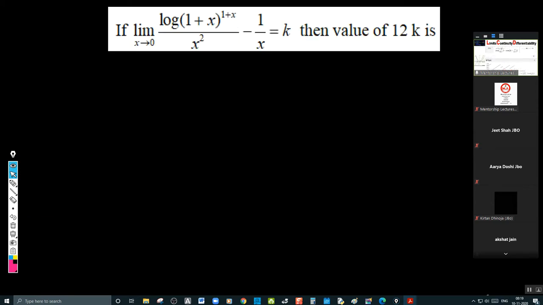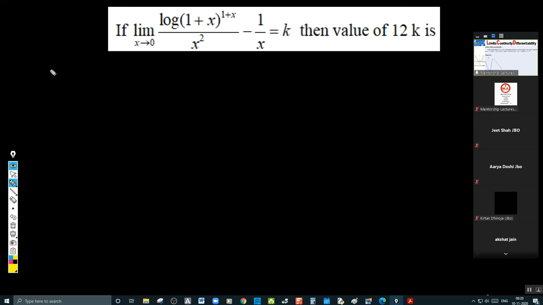Next one, please. If the limit of (log of (1 plus x)) whole power (1 plus x), divided by x squared, minus 1 divided by x, is equal to k, then 12k is an integer type question. Not done. Answer, please. So you just write it in this way.